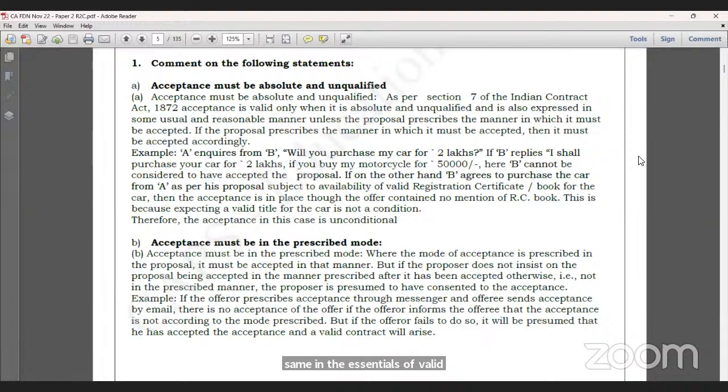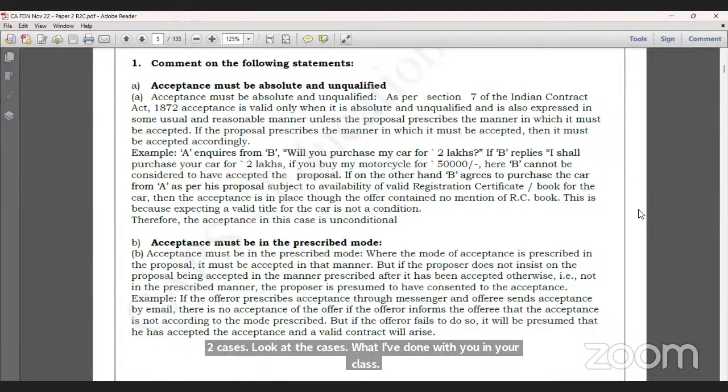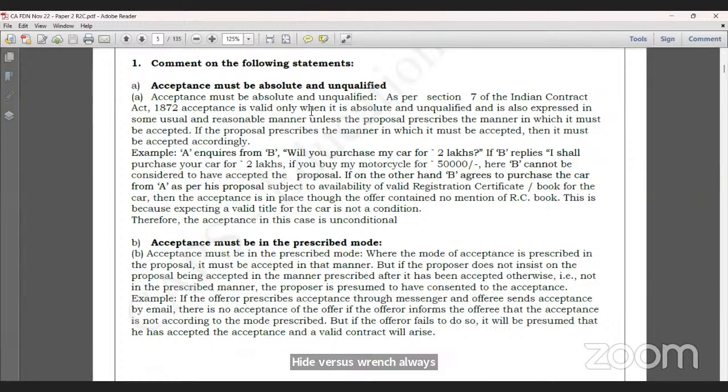Look at the cases I've done with you in your class. Hyde versus Wrench, Neil versus Merit. Always write the case, you will get more marks. Why do you think I gave you so many cases, and kept repeating them? For two reasons. One, in the answers you can write the cases. Second, the questions which are coming.